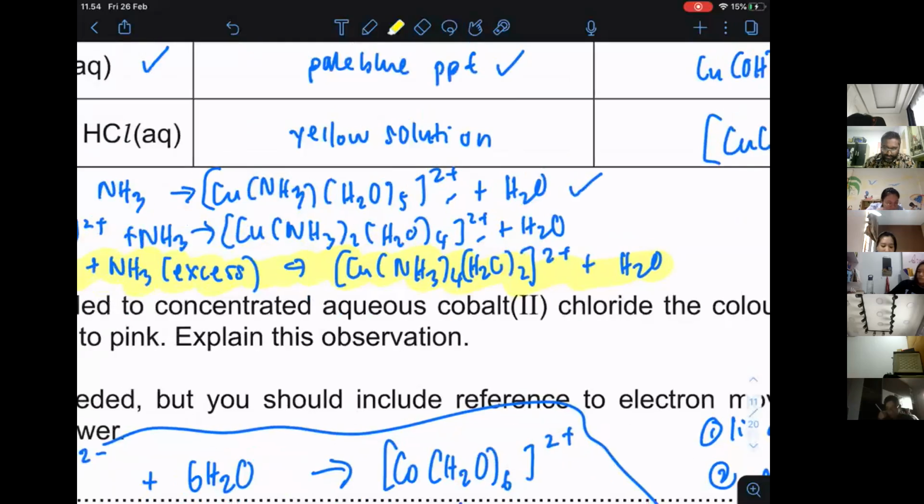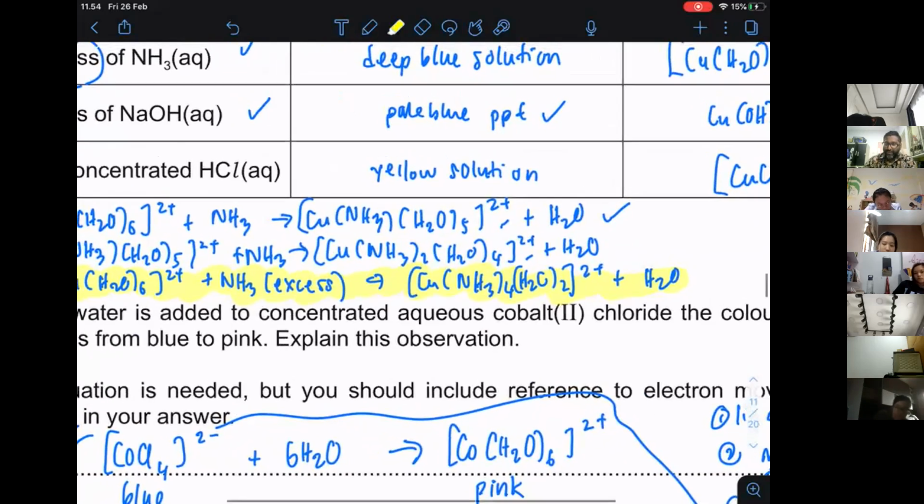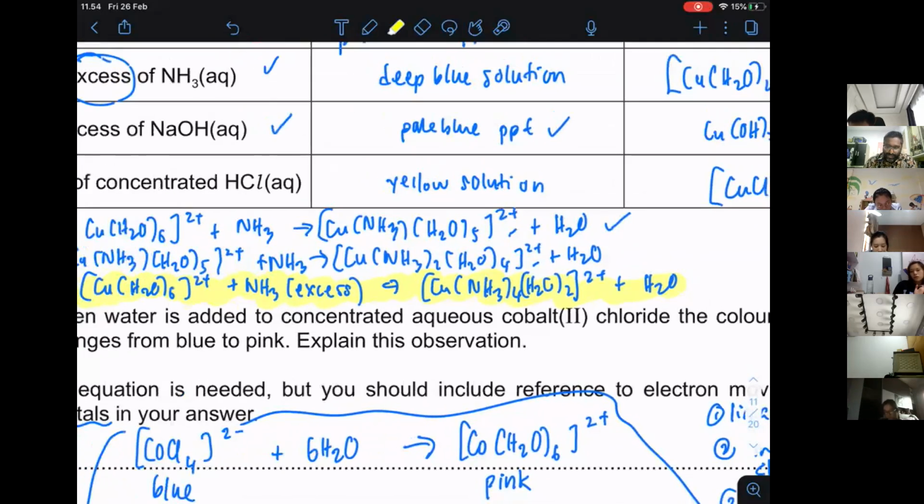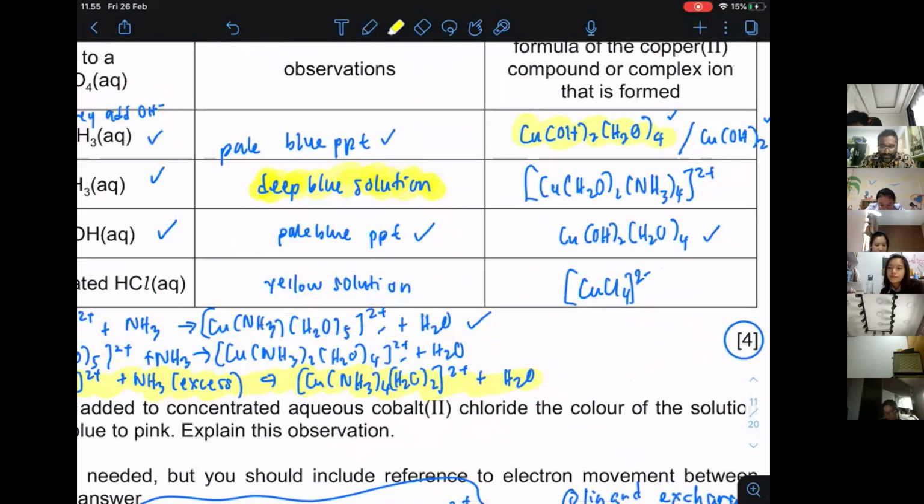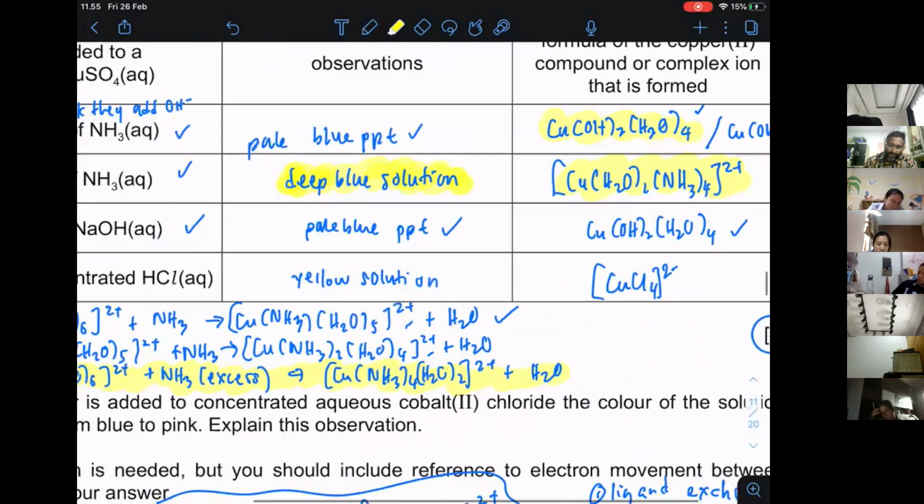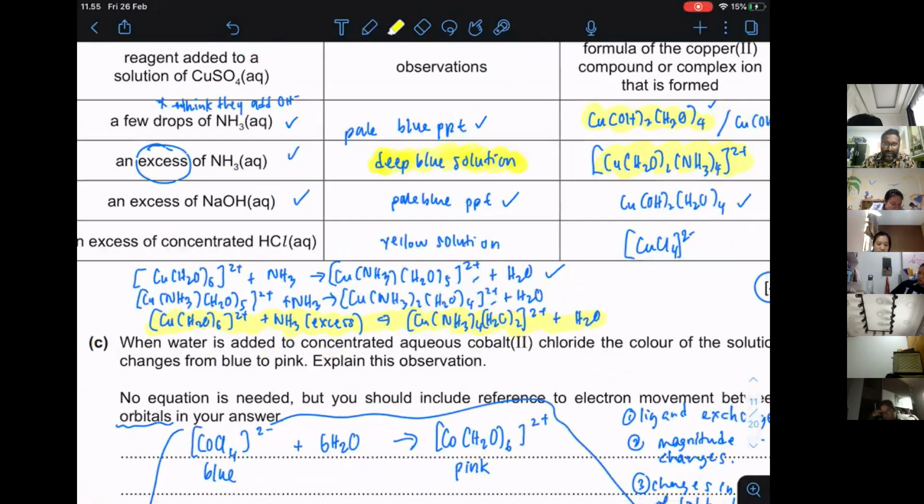So that is going to give you, do remember, the moment you see 2+, it's going to be aqueous. And what is that? This is going to be a deep blue solution. Whenever you have a pale blue precipitate, remember Cu(OH)2(H2O)4. But if it is deep blue, it means the 4 molecules of ammonia have formed 4 dative bonds to that molecule, leaving this.